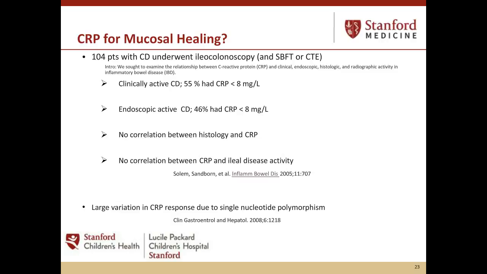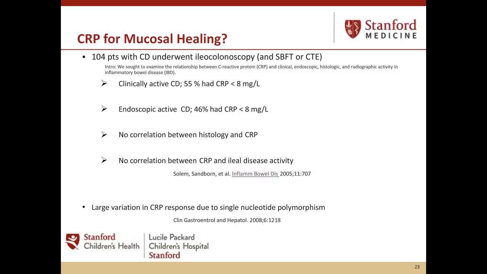CRP is C-reactive protein, and it's in the blood. It's a marker of inflammation, and what this slide is showing is that it does not correlate with whether or not you have mucosal healing. So CRP has been used in the past as standard of care for assessing whether or not a patient has endoscopic healing or clinical remission of inflammatory bowel disease, and it is certainly not reliable and does not correlate with endoscopic findings.